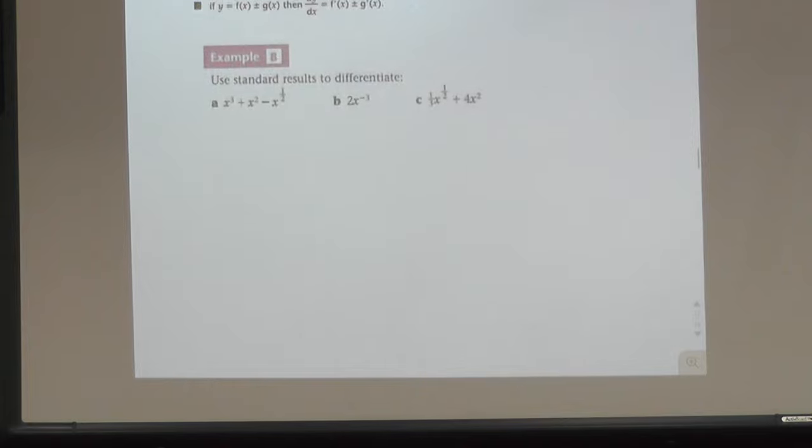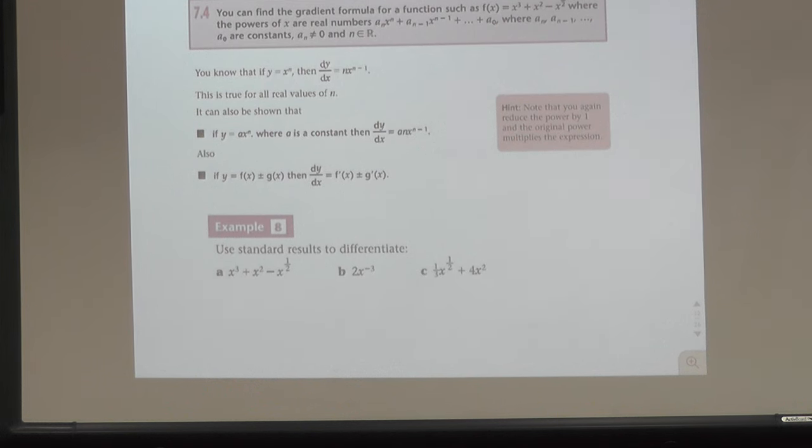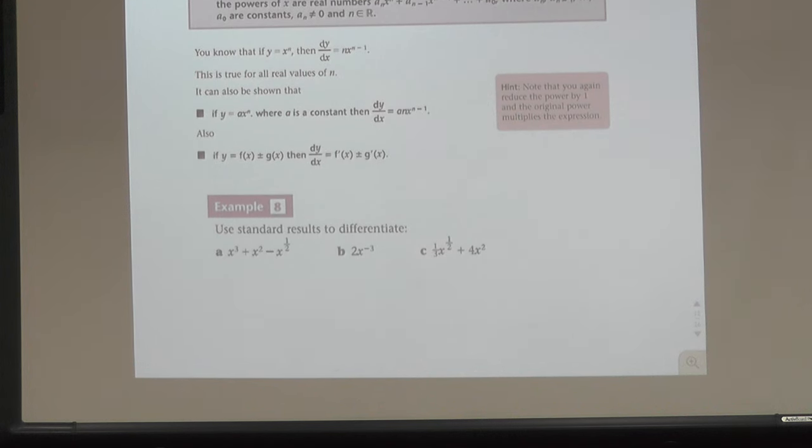The next section that we're at is 7.4. And that's on page 10 of your booklet. Right, it's a bit of a blurb at the beginning there. And all it's saying is that if you get a function or y equals lots of different terms, all you do is apply differentiation to each individual term. So what we've got here is the first one. So using standard results to differentiate this, it's just multiplying by the power and taking 1 away from the power.